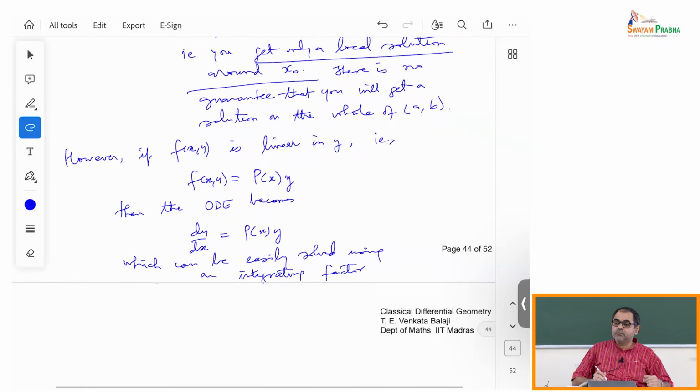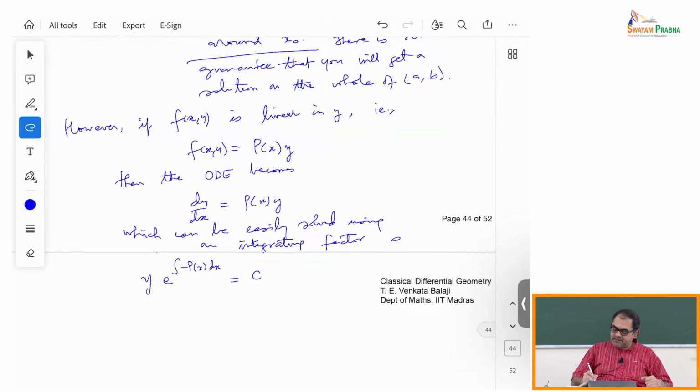So basically what you do is that you write y times exponential of integral minus p(x) dx is equal to a constant, okay, and the integrating factor is e power minus integral p(x) dx. I hope that's right. Yes, that's right.